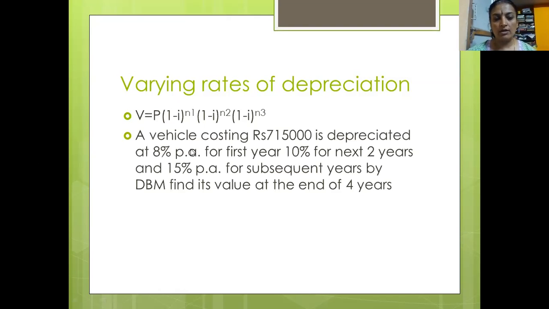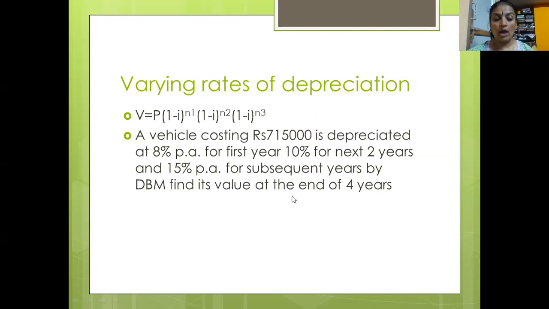So here, let us understand one problem. A vehicle costing rupees 7,51,000, that is the cost of the vehicle. That means it is the P. It is depreciated at 8% per annum for the first year. So 8%, that is I, the rate of depreciation. Then 10% for the next 2 years. Here again, N changes and I changes. Then 15% per annum for subsequent years. Here again, we are changing the years and also the rate of depreciation. So 8%, 10%, 15%. Three rates of depreciation are given for different years, varying rates of depreciation.